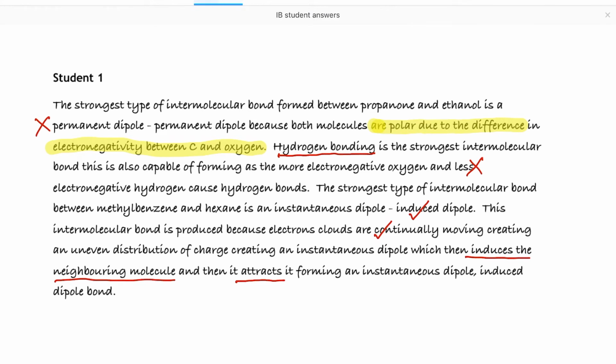We've got an attraction between the delta positive end of one molecule, the delta negative of another, forming an instantaneous dipole-induced dipole bond. We don't get the quality of written communication mark, so it looks like this is going to be worth 2 out of 7. I'd like to draw your attention to this here.